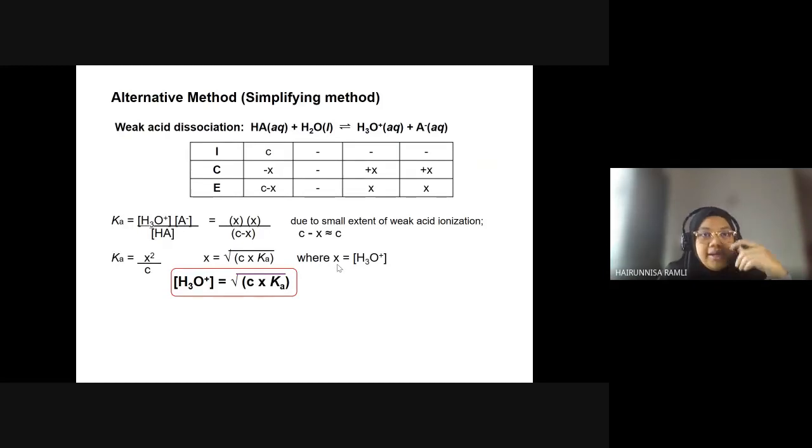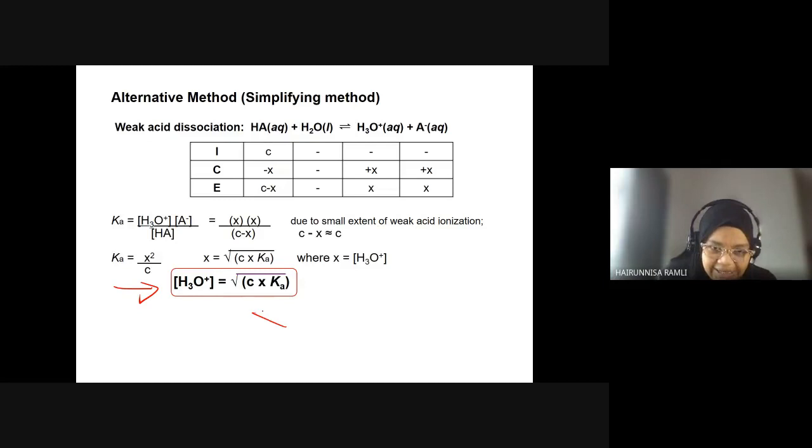Ice table. Saya cakap tadi ada dua method, alternative method. Biasanya student bila dia dah tahu ada alternative method, dia ambil yang ni sebab senang. Okay, senang tu apa maksud dia? Masukkan formula, H3O+ equals to square root of C times Ka.